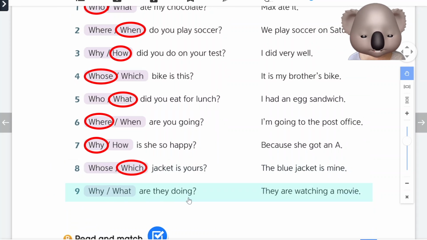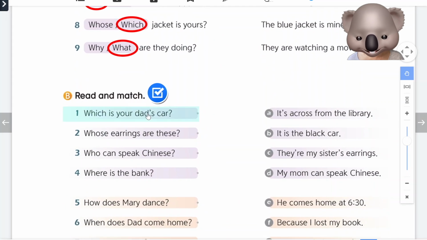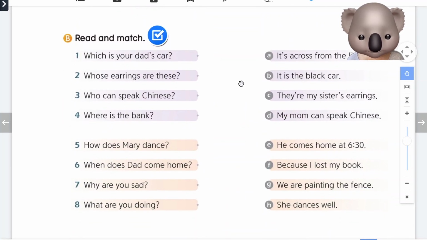And number 9. Why 또는 what are they doing? They are watching a movie. 무엇을 하고 있어? What are they doing? Great job. In part B, we need to read and match.